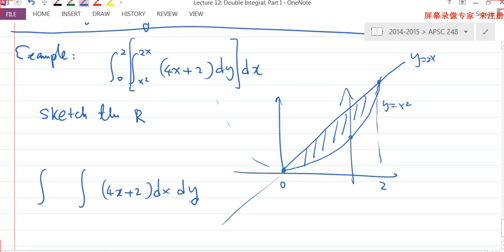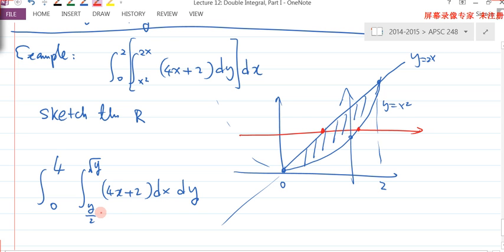So what do you end up with? What's the y limit? What's the limit for the x here? Y over 2 to square root of y, that's right. And the y will be 0 to 4, that's right.